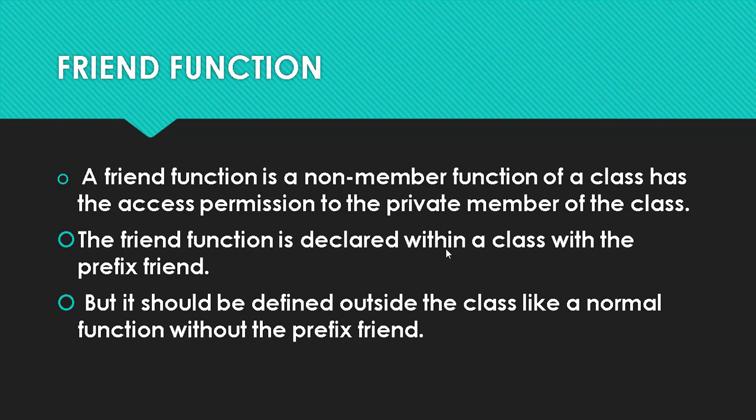The friend function is declared within a class with the prefix friend. So before a friend function you will have the keyword friend. Then it is a friend function. But it should be defined outside the class like a normal function without the prefix friend. Inside the class it should have the prefix friend, but outside the class when it is defined, there is no need to use the keyword prefix. It will be defined like a normal function.